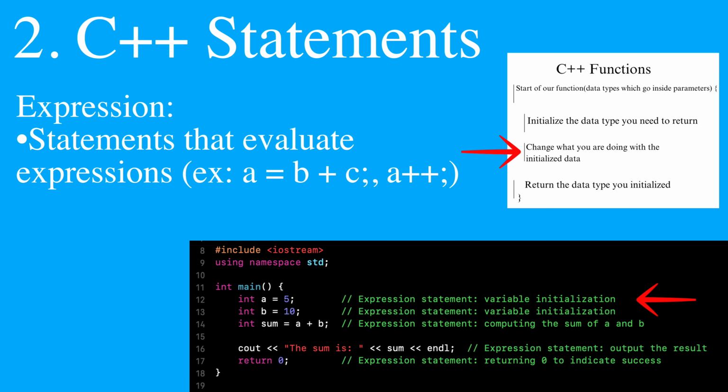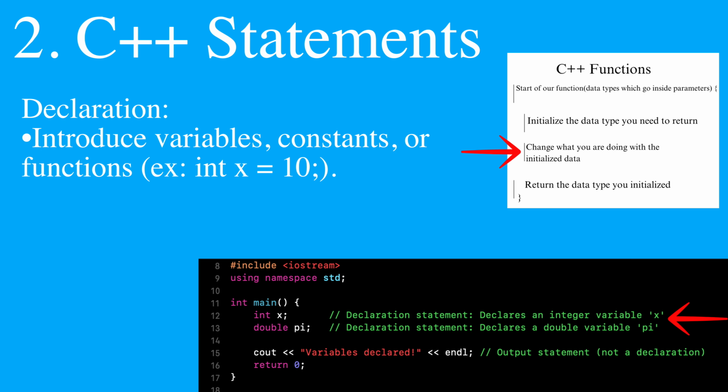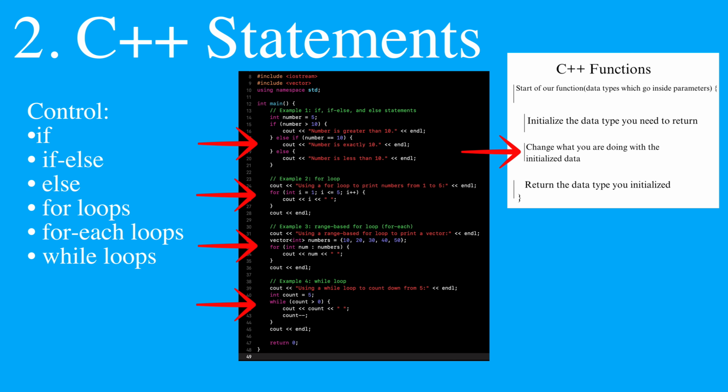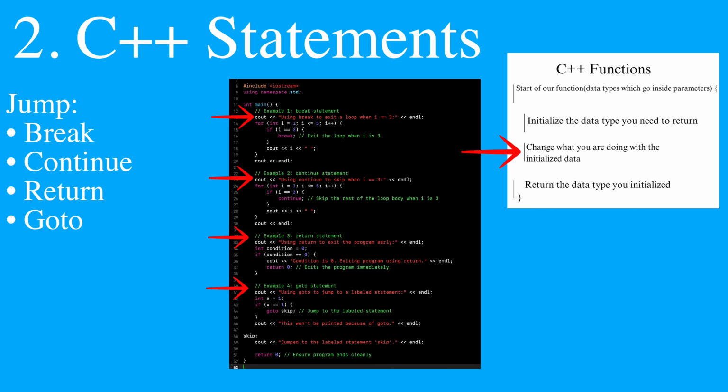And we have expression statements, which evaluate the expressions. We have declaration statements, which introduce variables, constants, or functions. We have compound statements, which are basically functions and present an output as well. Then we have control statements, which alter a program's flow, and examples include if, for, and while loops. We also have jump statements, which transfer control, which include break, continue, return, or goto.